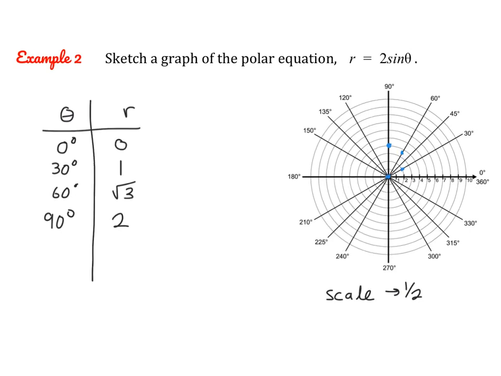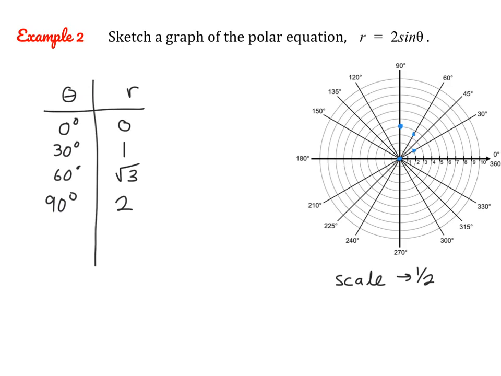Okay, so let's plot some more points and see what we get. So if we do 120, we get the same thing here. We get root 3. For 150, we get 1, and then for 180, it brings us back to 0. Now, if you keep plugging in angles that are in quadrants 3 and 4, you'll see that you're just going to get these same exact coordinates over again. The angles are down here, but you're going to get negative r values, which bring you back to the same points. So we can actually just sketch a graph from here.